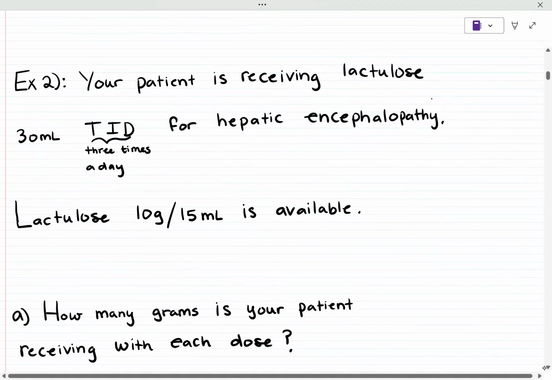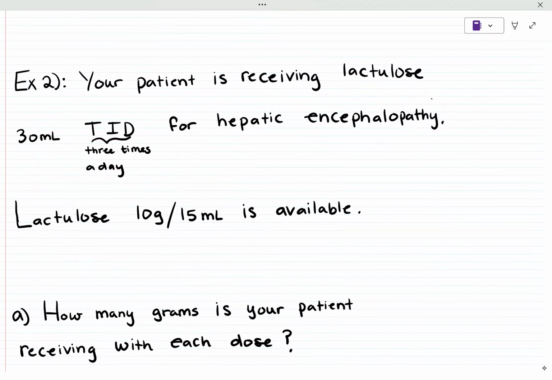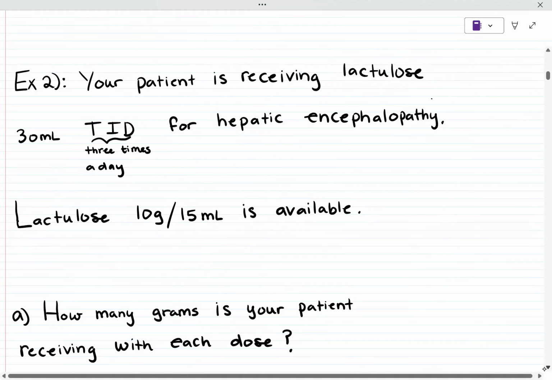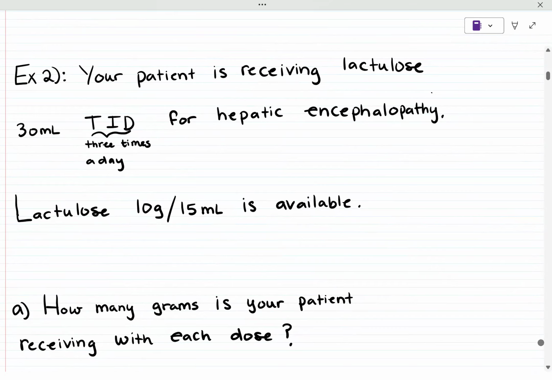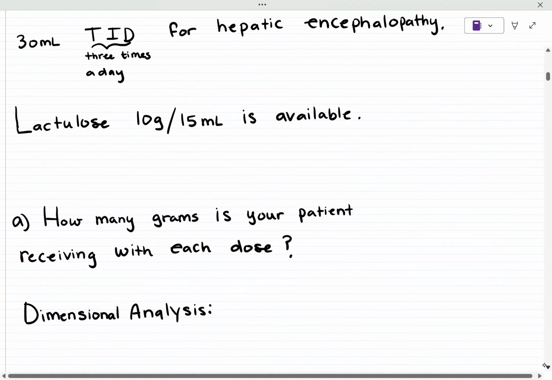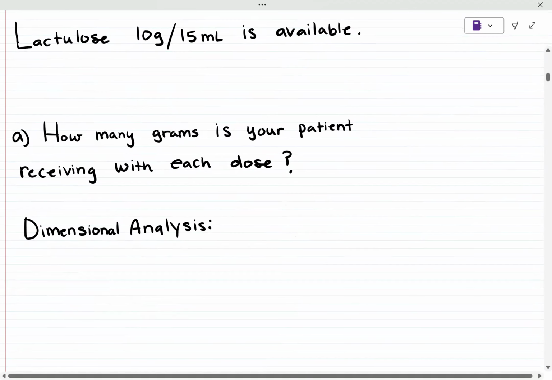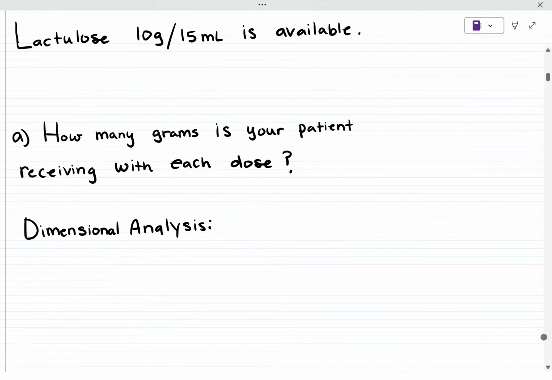Let's do example two. Example two says your patient is receiving lactulose 30 milliliters TID, which means 3 times a day, for hepatic encephalopathy. Lactulose availability is 10 grams per 15 milliliters. Question A says, how many grams is your patient receiving with each dose? So our final unit should be in grams. So let's start with dimensional analysis.